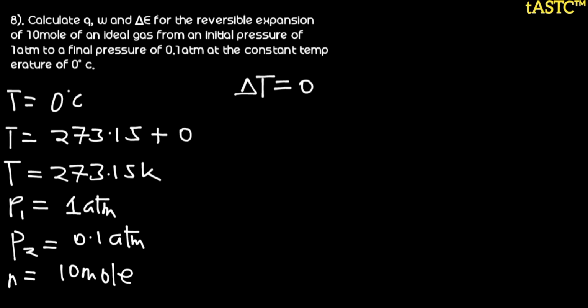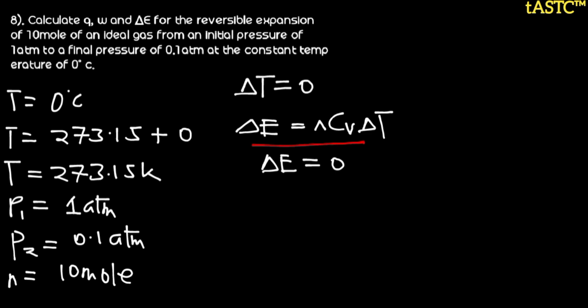So for isothermal processes, dE obviously is going to be equal to 0. Why is that? We have dE equal to n Cv dT. Now dT is already equal to 0. So that is going to make dE equal to 0. So this is the first answer: dE is equal to 0. Next up, we need to find what Q and W is.